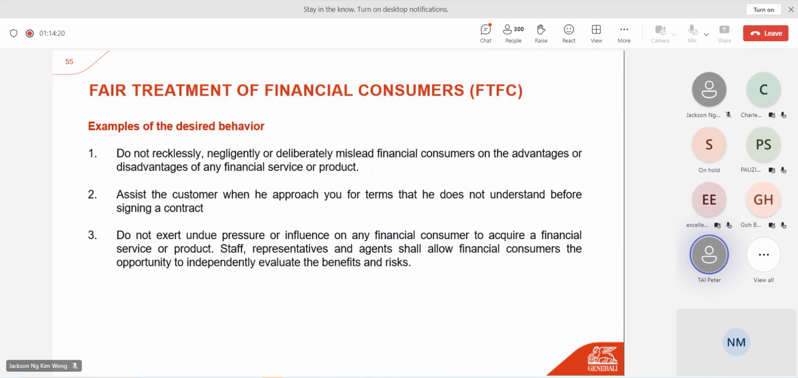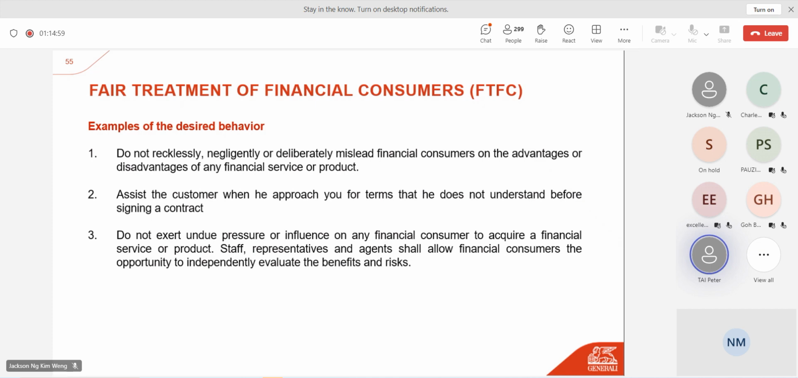No, it's not. Assist the customer with terms that he does not understand before signing a contract. This is where your professionalism comes in, and this is where I urge you all to have your AMII, because you must be able to explain exactly what the contract is and what the proposal form is. You must be able to help the client fill it in exactly and accurately. Don't leave anything blank. Make it very professional. Make sure you are aware of your product before you sell to them. Do not exert undue pressure or influence on anyone to acquire a financial service or product.